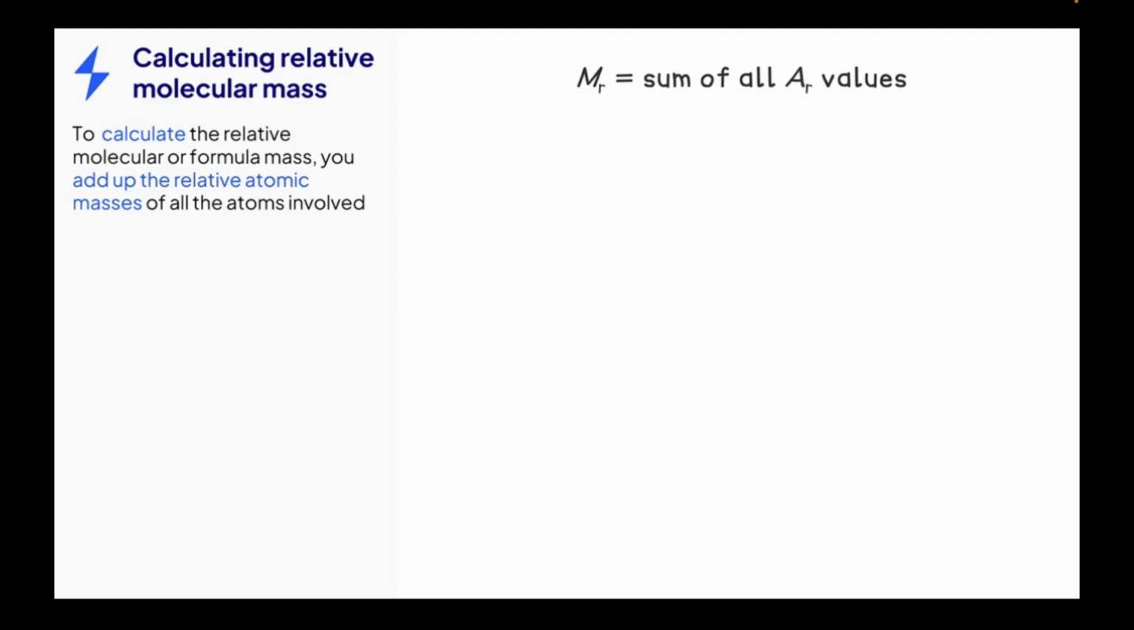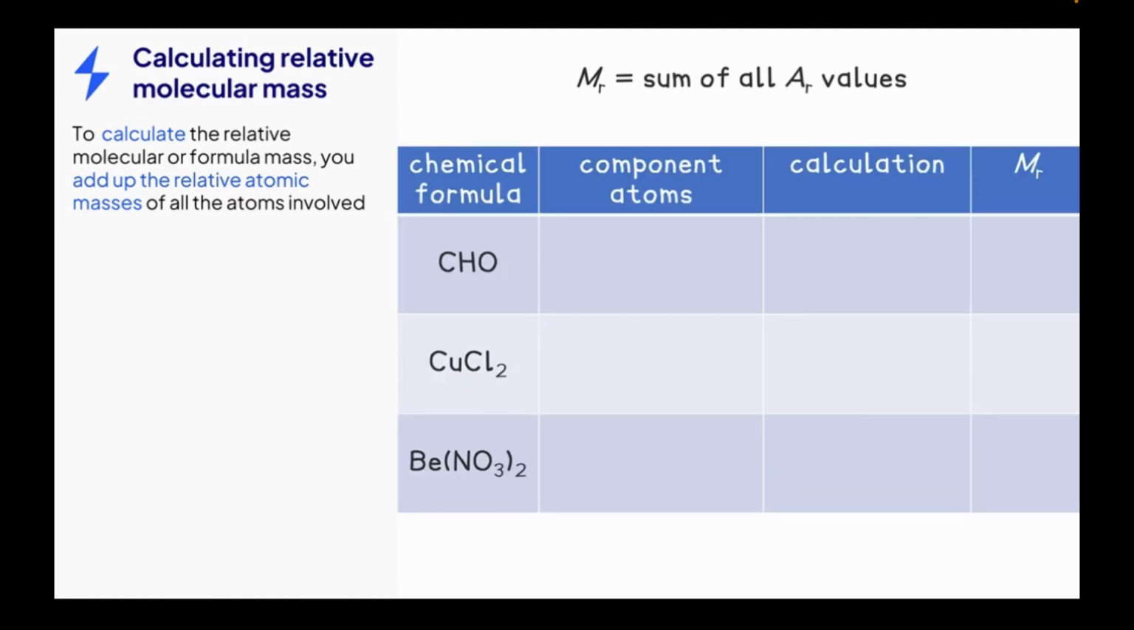We will use 3 compounds to show the process. Step 1 is to determine the number of each atom in the compound. CHO contains 1 carbon, 1 hydrogen and 1 oxygen. CuCl2 contains 1 copper and 2 chlorine atoms, because the small 2 belongs to the element before.